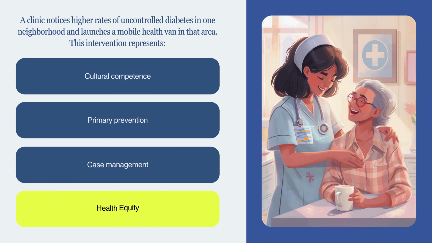Launching a mobile clinic in a high-need area is an example of health equity, because it increases access to care for a disadvantaged population and seeks to reduce disparities in chronic disease outcomes. Incorrect options. Cultural competence: involves adapting care to cultural needs, not access expansion. Primary prevention: would involve preventing diabetes. This intervention helps those who already have it. Case management: focuses on individualized coordination of services, not a community-wide outreach program.